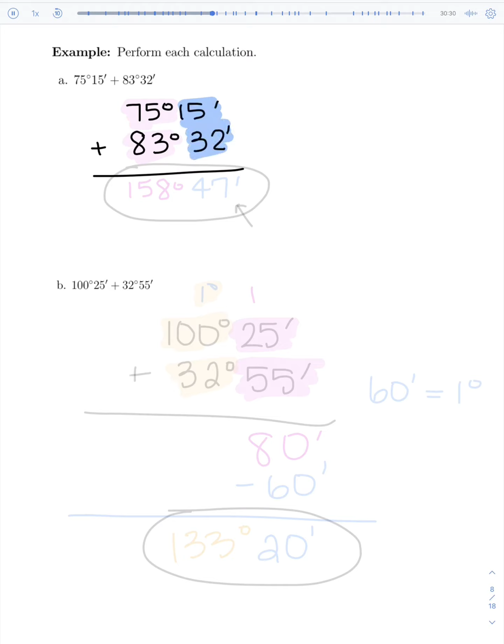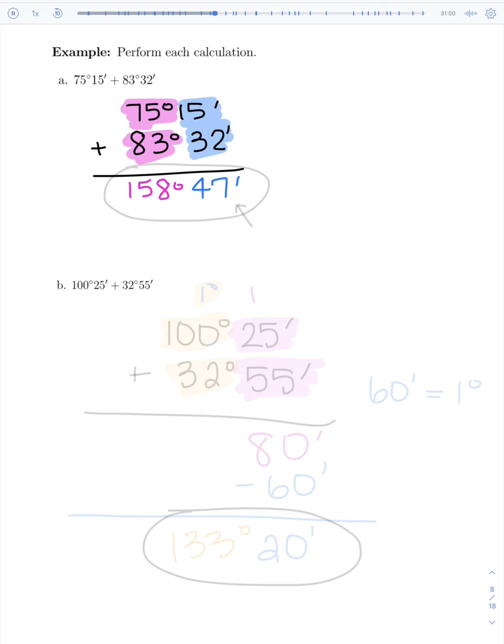We'll start by adding the 15 minutes and the 32 minutes, which will give us a total of 47 minutes. And then we can go ahead and add our degrees, which is the 75 degrees and the 83 degrees, to see what we get. And we get, let's see, 158 degrees. And that's it. So we're just combining like terms starting with the smallest to the largest.